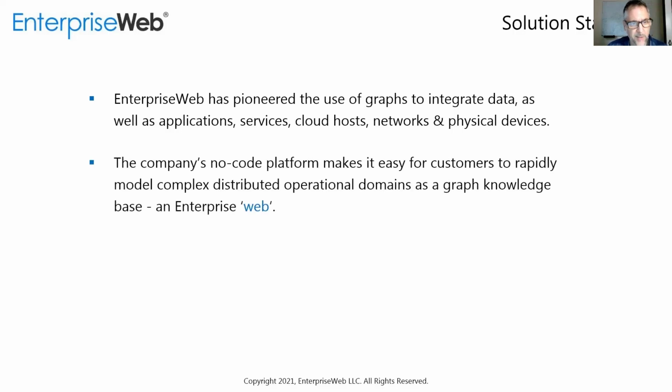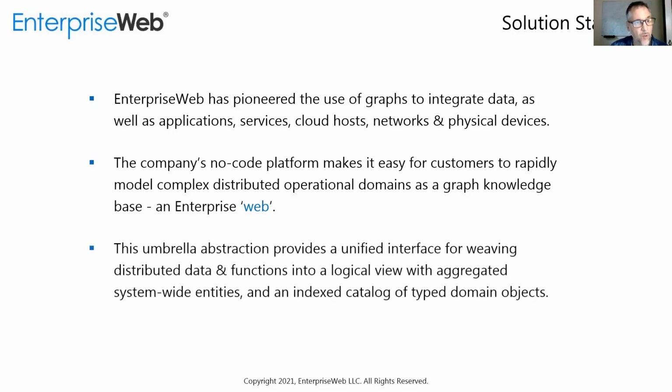So our company's no-code platform essentially makes it easy for customers to rapidly model complex distributed operational domains as a graph knowledge base, an enterprise web. The scope is a bit bigger than what you might think of as a data fabric or a data mesh or virtualization of data that many of you are going to be familiar with. Here, we're talking about an umbrella abstraction that provides a unified interface for weaving distributed data and functions into a logical view with aggregated system-wide entities, the index catalog of type domain objects. So a broader scope, a complete scope, actually, that allows us to use graphs with data and functions to generate highly contextual processes and services.